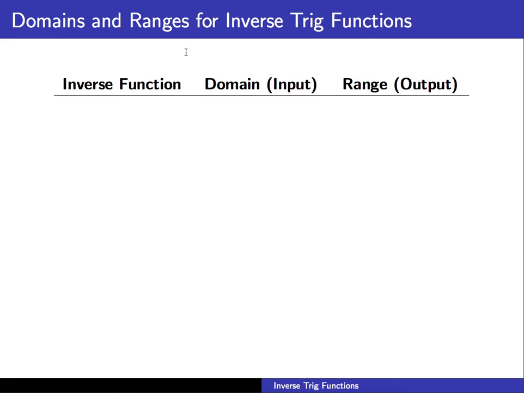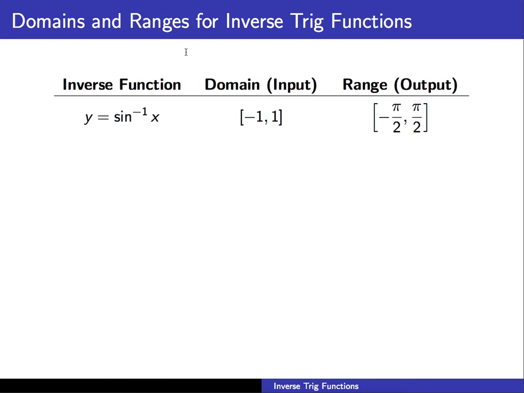Here I'm going to list out a table for the 6 inverse trig functions with their respective domains and ranges. In the next video, we'll take a look at some examples. So for inverse sine, its domain, its input, is negative 1 to 1 inclusive, with output values between negative pi over 2 and positive pi over 2. We can input any value of x as long as it's between negative 1 and 1 inclusive, and our outputs are going to be between negative pi over 2 and positive pi over 2 inclusive, or between negative 90 degrees and positive 90 degrees inclusive.